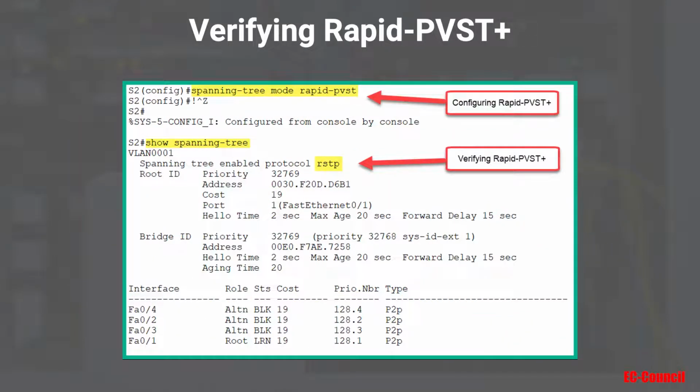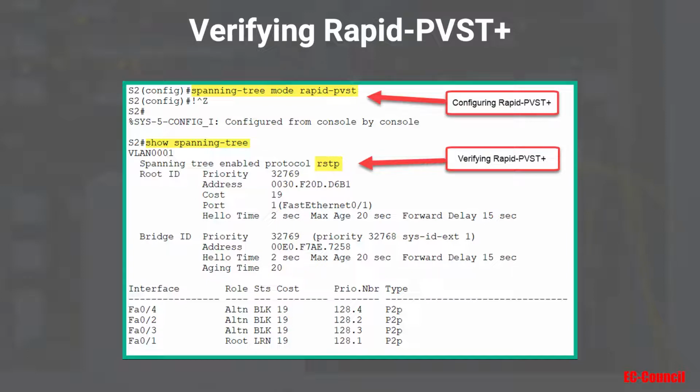Now let's take a look at how we can verify our configurations. So as we can see, we're on Switch 2. On Switch 2, we actually enabled spanning-tree mode Rapid-PVST Plus. Well, Rapid-PVST. And when we do our show spanning-tree command, we can see right here at the highlighted area, it says RSTP. Now with Cisco switches, remember that this means it is running Rapid-PVST Plus and not actually RSTP.